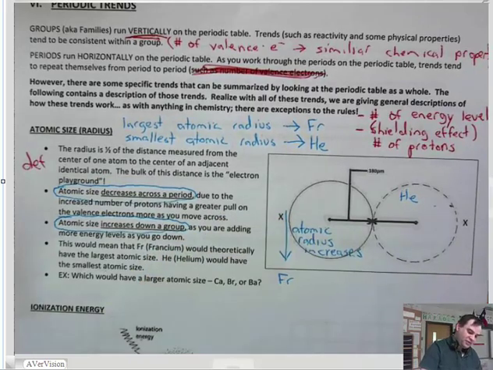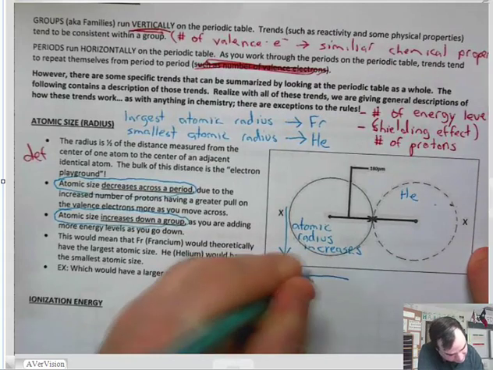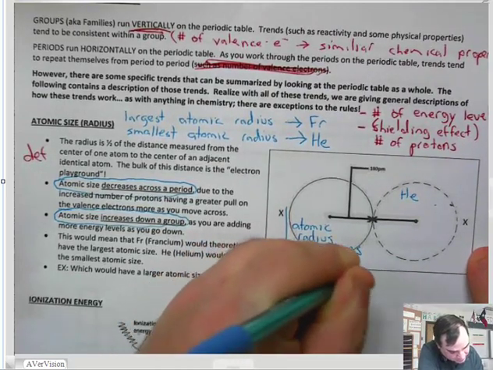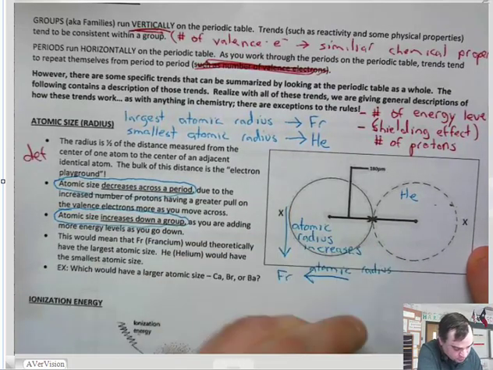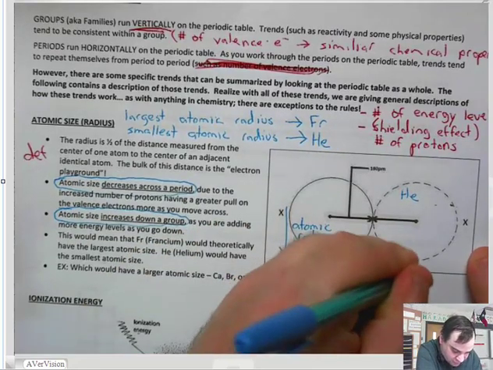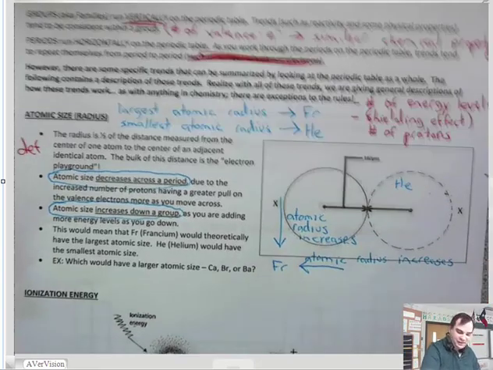Because you're adding more energy levels, so it's getting bigger. And it increases going from right to left. Because the more protons you get, it draws in those energy levels. Okay?